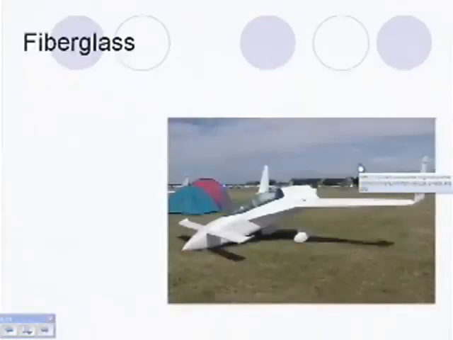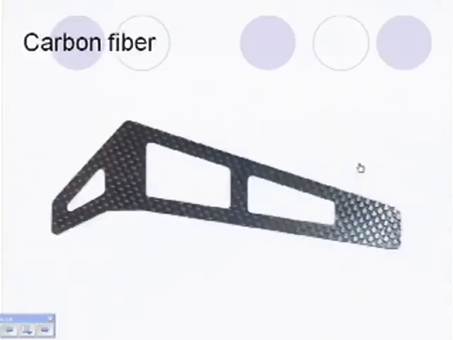Fiberglass is also a composite. It's a modern one where the resin is used to impregnate the fiberglass fibers. It's used on airplanes, bathtubs, cars, lots and lots of different applications. It's nice because it can form complicated shapes, and it's easily formed.